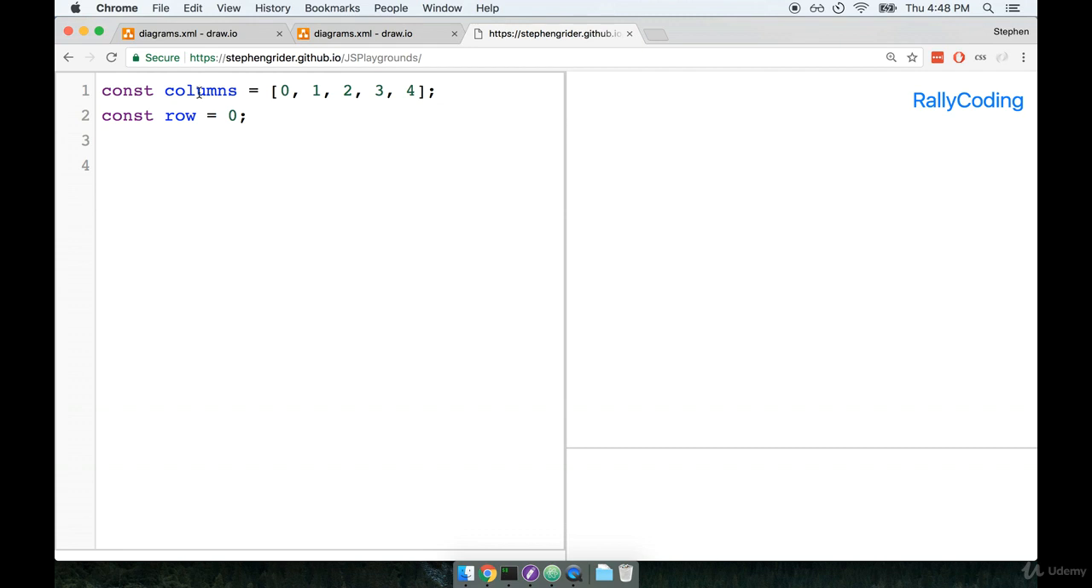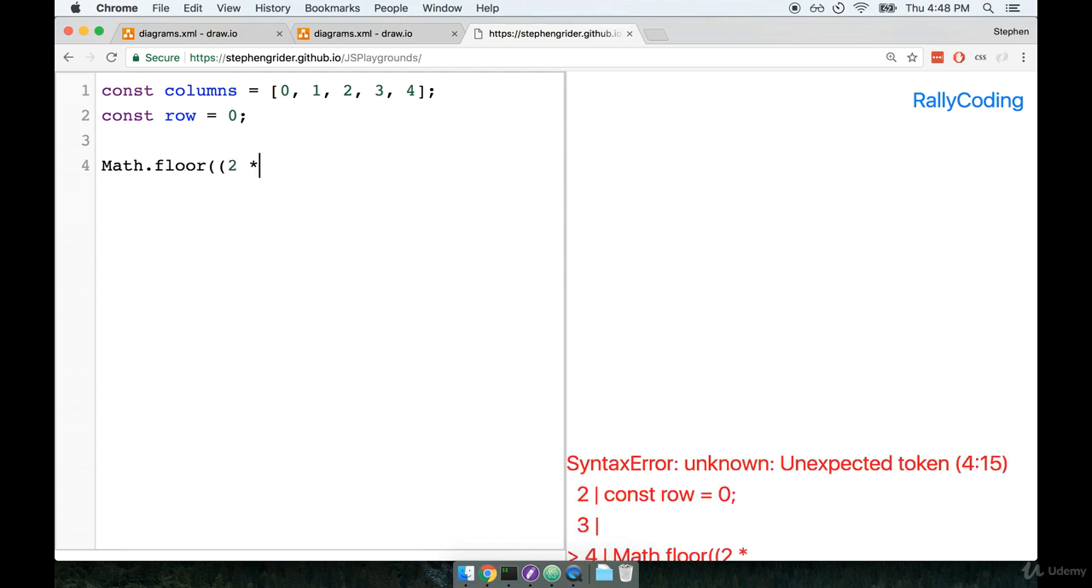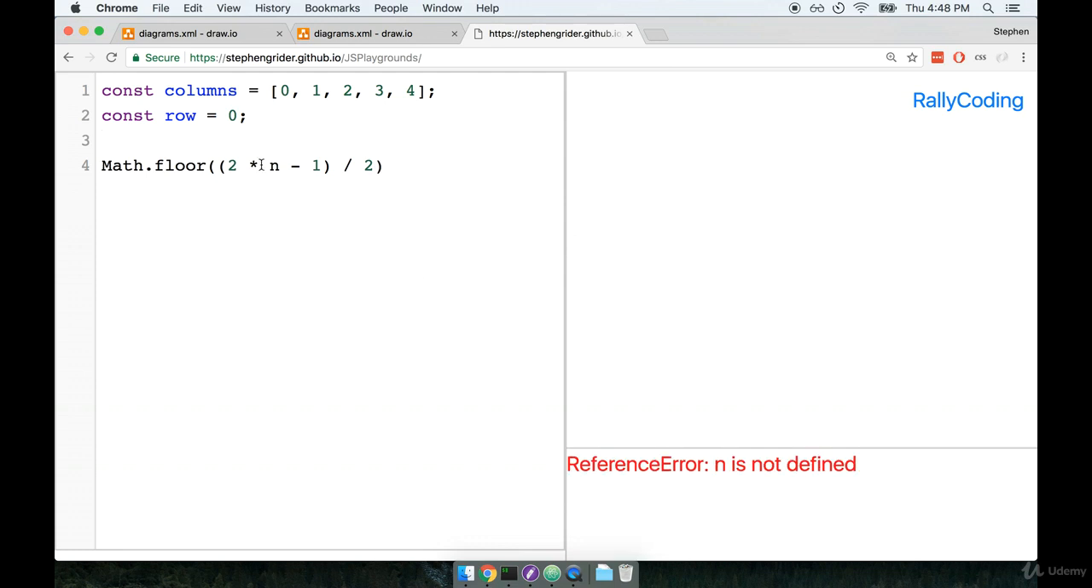So first, I want to get the midpoint of columns right here. To get the midpoint, and when I say midpoint, I'm talking about the index. So in this case, I would want an index of 2. So I need to somehow turn 0, 1, 2, 3, 4, or 5 into 2. So essentially, we can do math.floor 2 times n minus 1, and then divide that by 2, where n is the number of elements, or excuse me, the number of total rows that we're working with.